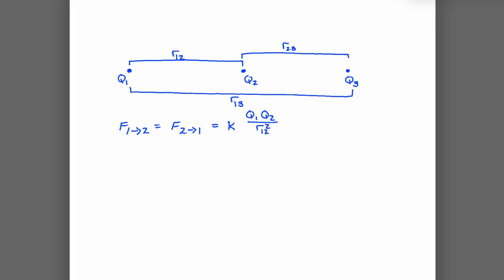Similarly, if we look at the force between 1 and 3, again, the force of 1 onto charge 3 is exactly equal to the force of charge 3 onto charge 1. So it's equal to K times the charge on 1, the charge on 3, over the distance between the two. And lastly, we need to look at the force between charges 2 and 3.